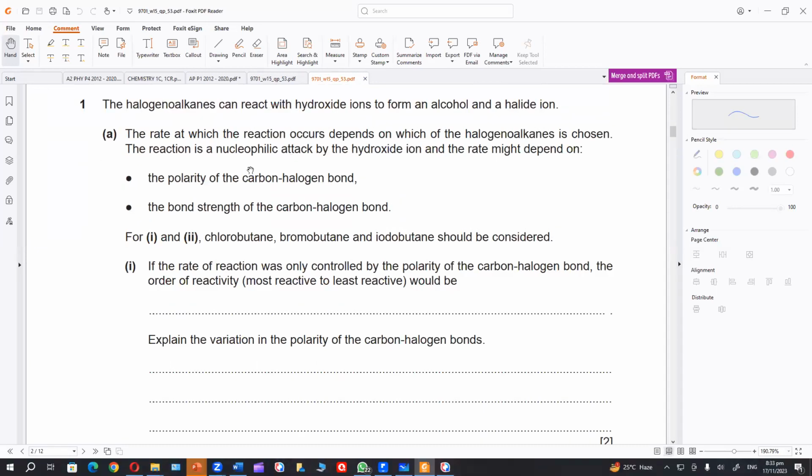The halogenoalkanes can react with hydroxide ions to form an alcohol and a halide ion. The rate at which the reaction occurs depends on which halogenoalkane is chosen. The reaction is a nucleophilic attack by the hydroxide ion, and the rate might depend on the polarity of the carbon halogen bond and the bond strength of the carbon halogen bond. This is the AS reaction.